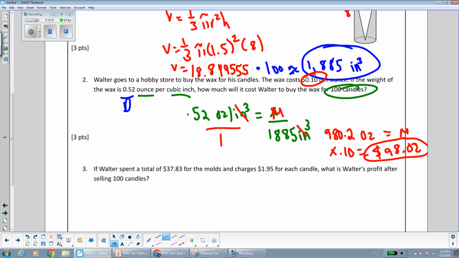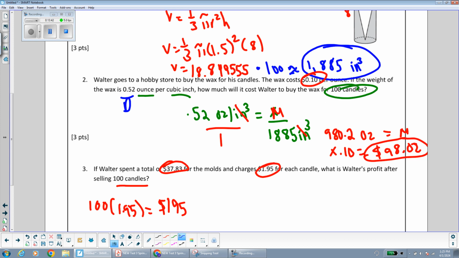Now, Walter spent a total of $37.83 for the molds and charges $1.95 for each candle. And we want his profit after selling 100 candles. So first we need to know how much he made. So Walter made $1.95 for each of the 100 candles. So Walter made $195.